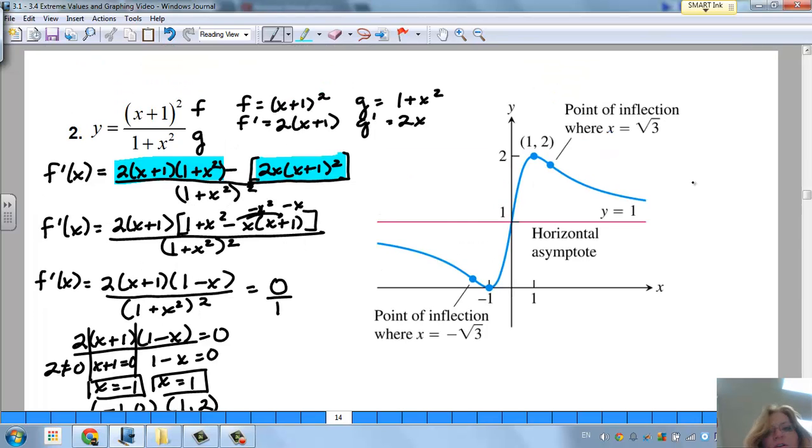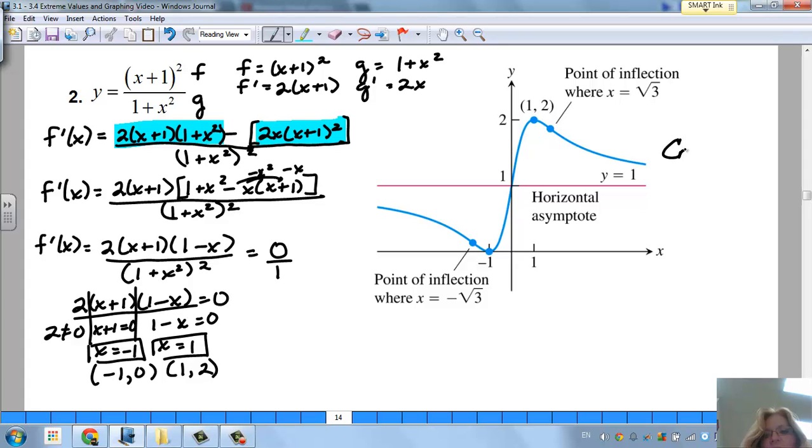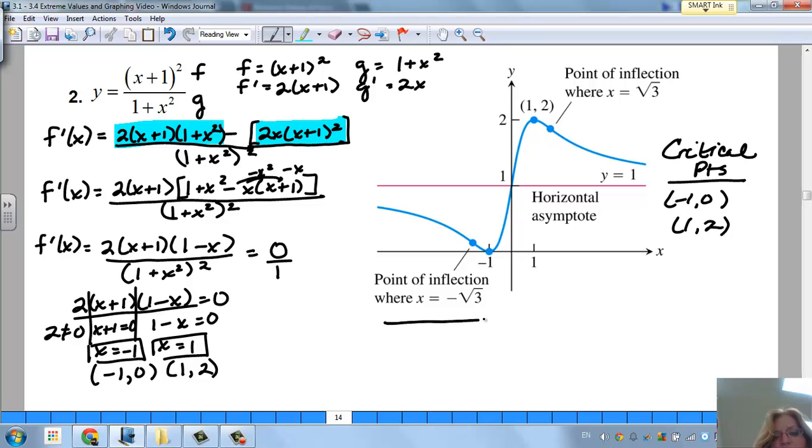So I'm going to start listing everything here. So on the side here, I'm going to say, all right, our critical points are going to be (negative 1, 0) and (1, 2). And I'm not for sure what's a local max and what's a local min, so we have to check that by looking at our f prime bar. So we're going to put an f prime bar right here to see what the local max and local min would be. So you have negative 1, 0, and 1, 2.